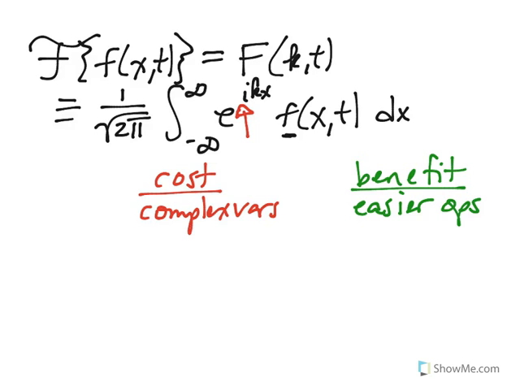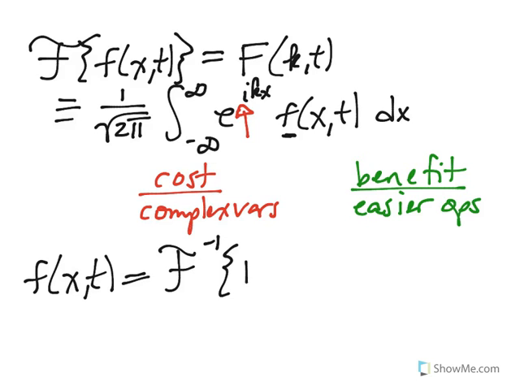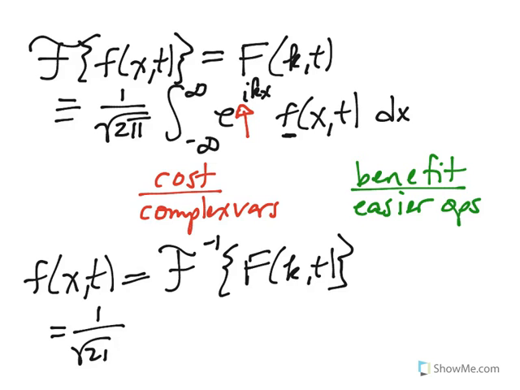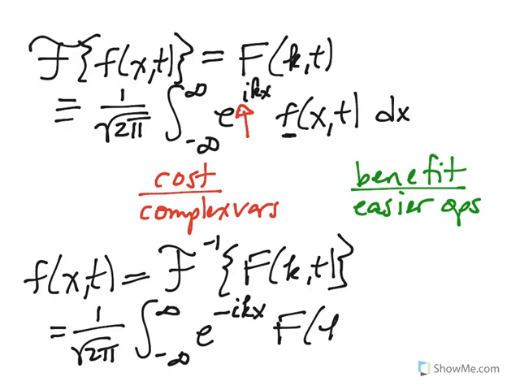Now there's one other definition, which is just the inverse transform. It's how we get back to little f. So we write it often as the inverse script F, now performed on big F of k and t. And it has a similar formula, but with a slight difference. 1 over square root of 2 pi, again an improper integral, of e now to the minus ikx, multiplied by big F of k and t, integrated with respect to k.